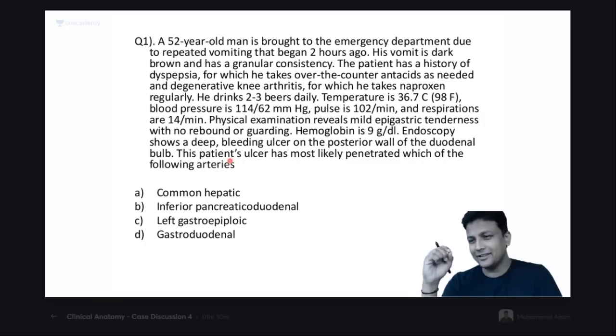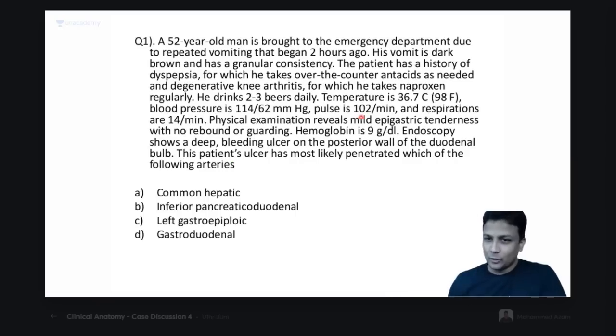If you look at the entire clinical question, actually the question is only a one-liner. The entire thing is a big story, blah, blah, blah. A 52-year-old male came there, and so on. The only thing is there is an ulcer on the posterior wall of the duodenal bulb. Which artery is most likely penetrated or injured? So that is what you need. That is my main intention right now, why I have given you this question to begin my class.